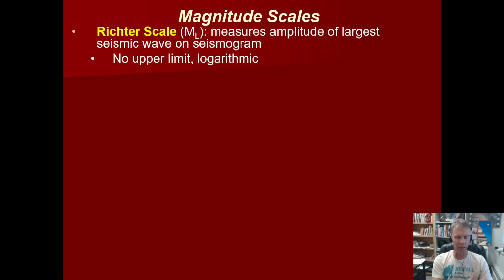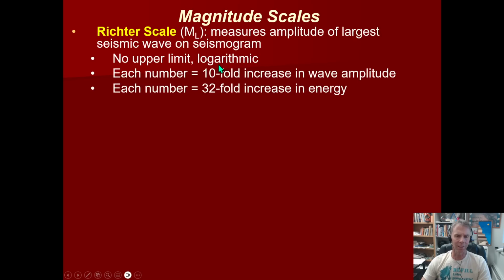You can go into the negative numbers, you can go into the positive numbers as far as you want to go. And it's a logarithmic scale. So it's not a linear scale. As you go up one number on the Richter scale, it's a 10-fold increase in the wave amplitude. So a magnitude 6 earthquake has 10 times the wave amplitude as a magnitude 5 earthquake.